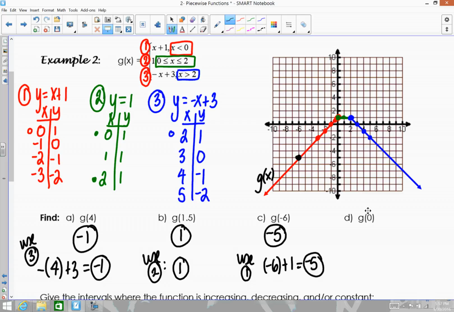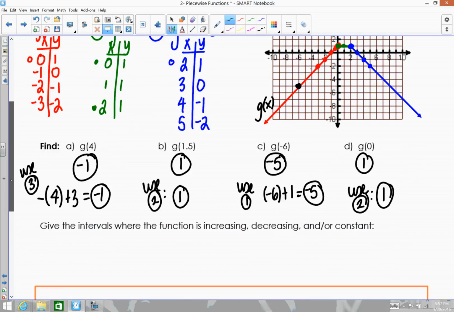And then for 0, 0 is one of those boundary points. So you have to look at, well, which one does it belong to? 0 belongs to equation number 2, or part 2 of this. So you can look at the graph. If you look at 0, it's going to be 1, the y value. Or you can say, well, if I'm going to look at my equations here, I would use equation number 2 because that's when x equals 0. So if you use number 2, it's just going to equal 1 because, again, there's nothing to plug into.